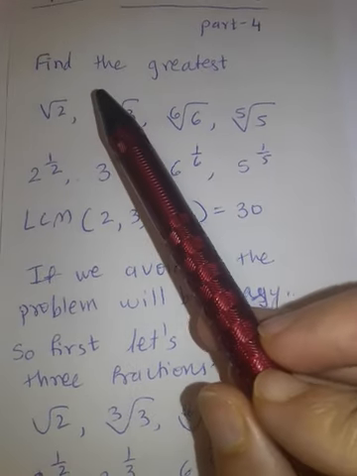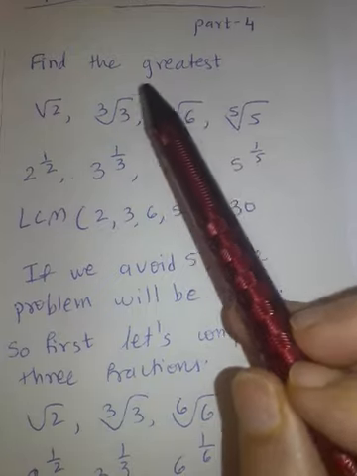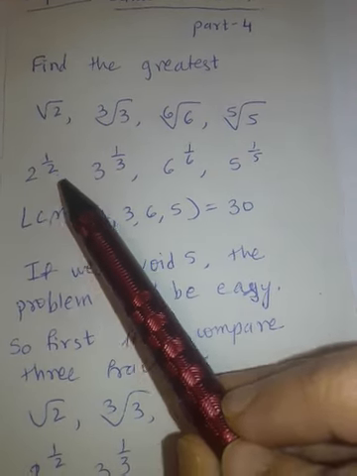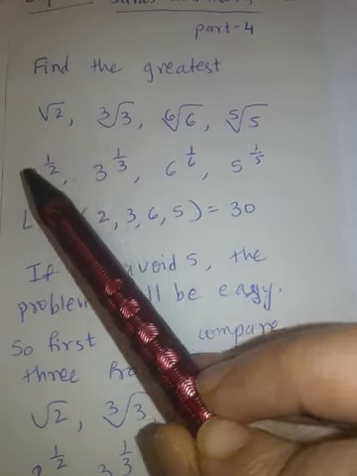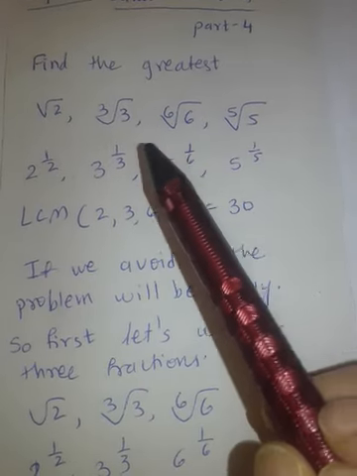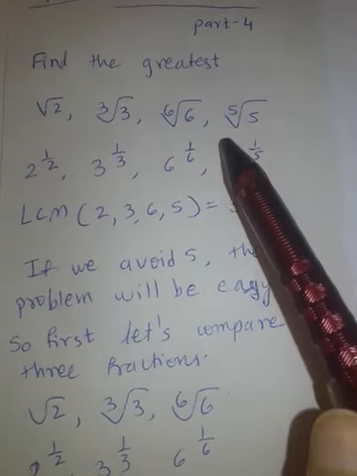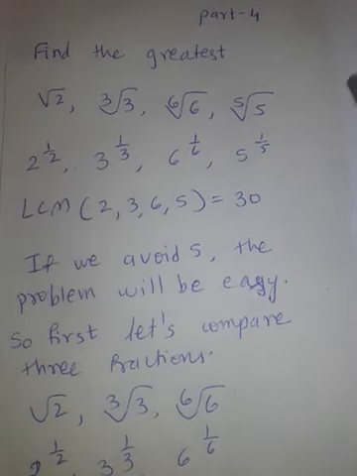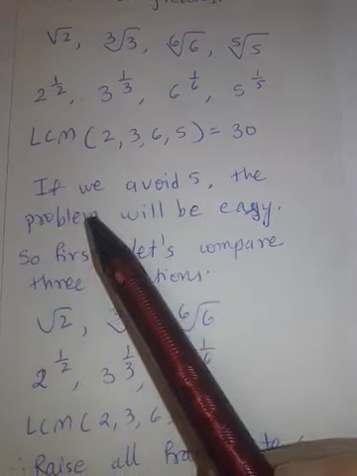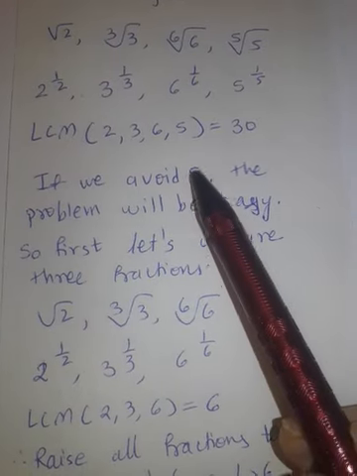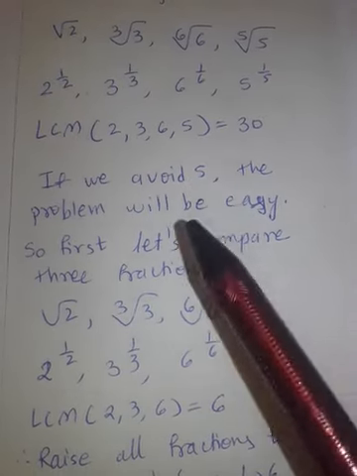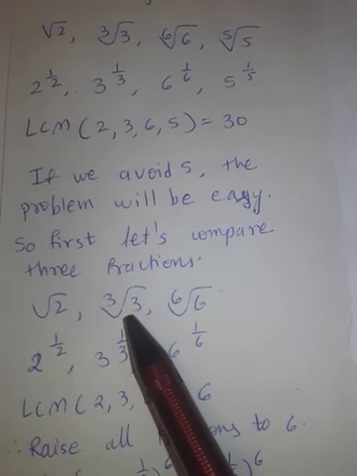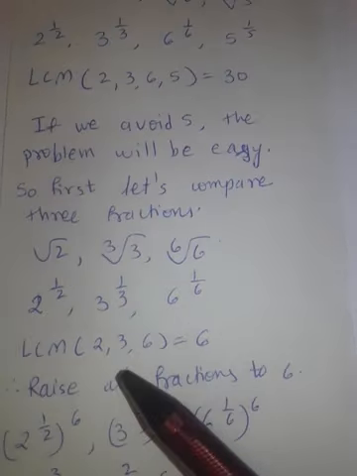See, what we need to find? We need to find the greatest one. So first I am going to find the greatest one between these three, and whichever that number is, I will compare with this one, and then I will find which one is the greatest. So for the time being, we will avoid 5. So first let us compare square root of 2, cube root of 3 and sixth root of 6.